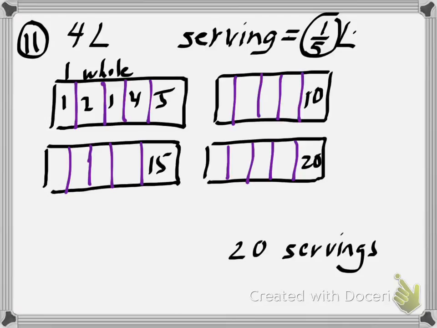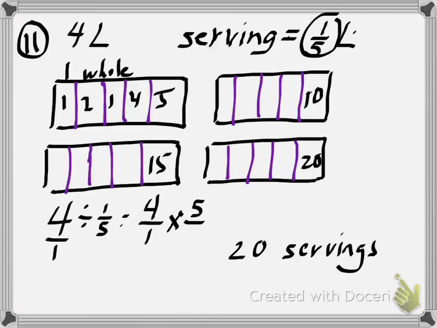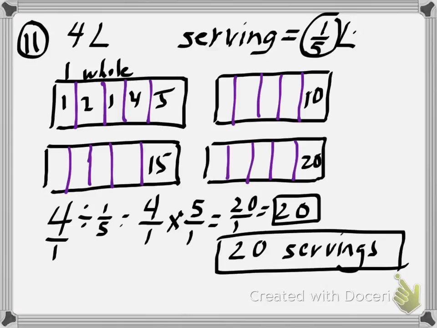Okay. So for this, we're just taking, once again, the 4 wholes and we're dividing them into fifths. So our problem is really 4. We're starting with 4 and we're dividing into fifths. So 4 over 1. So we keep, change, flip, and we get 20 over 1, which equals 20. So our answer, 20 servings.